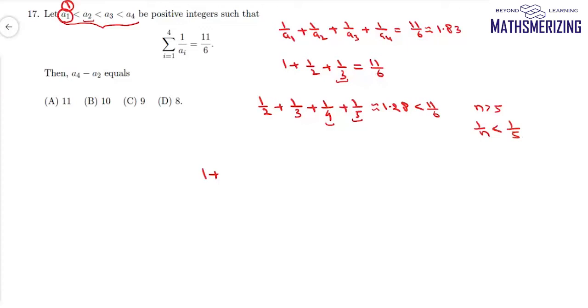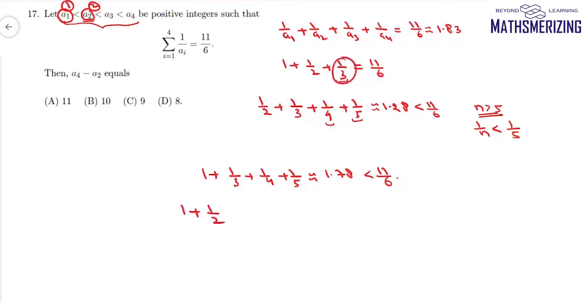Now what about the second number? Suppose I say the second number is not 2. Then if I choose the other 3 numbers, 1 by 3, 1 by 4 and 1 by 5, I'll get this sum as nearly 1.78, which again is less than 11 by 6. And again, if I replace any of these numbers with n greater than 5, then this sum will always be less than 11 by 6. So that simply means the second number should be 2. So now we have 1 plus 1 by 2.